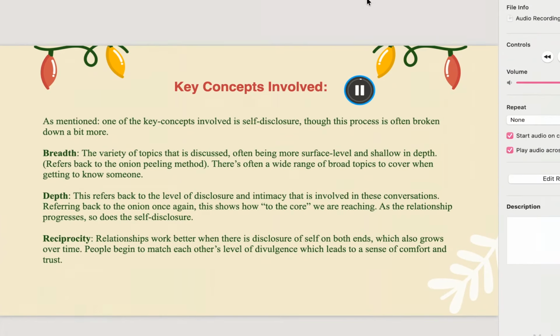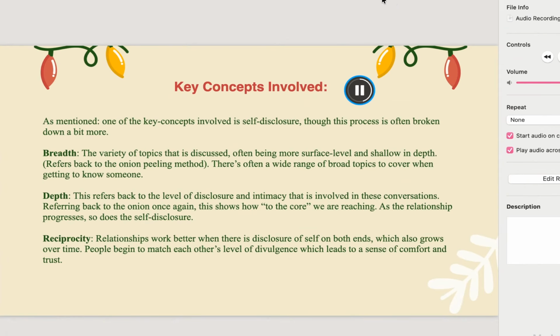Moving on to the key concepts involved, there definitely are a few key concepts, the biggest one being self-disclosure, although this process is often broken down a little bit more. The first one I'm going to be talking about is breadth, and this is the variety of topics that's discussed, often being a bit more surface level, shallow in depth. This refers back to that onion peeling method. This is the beginning stages of the layers, and there's often a wide range of broad topics to cover when getting to know someone, obviously, even something like their name when they first introduce themselves.